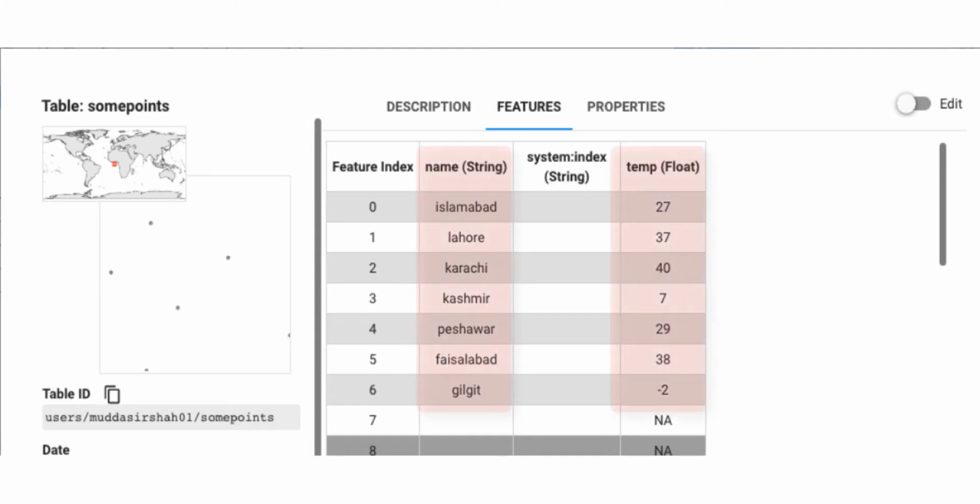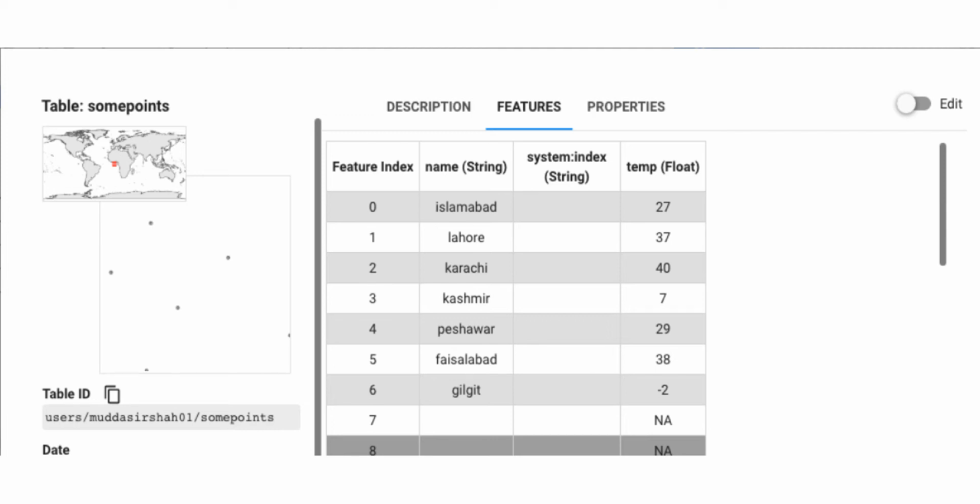I have a points feature collection in which each point holds two attributes, city name and temperature. There are seven locations. Now I want to generate a chart that shows me the temperature of different cities, but on the x-axis I want city name instead of its feature index value. For that I will use feature by feature chart.